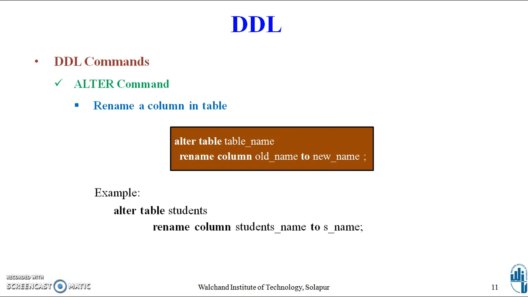To rename a column in an existing table, the alter table syntax is alter table, table name, rename column, old name to new name. Consider the example that shows how to rename a column student name to S name in the table student. So the alter table statement is alter table student, rename column student name to S name. This alter table example will rename the column called student name to S name.